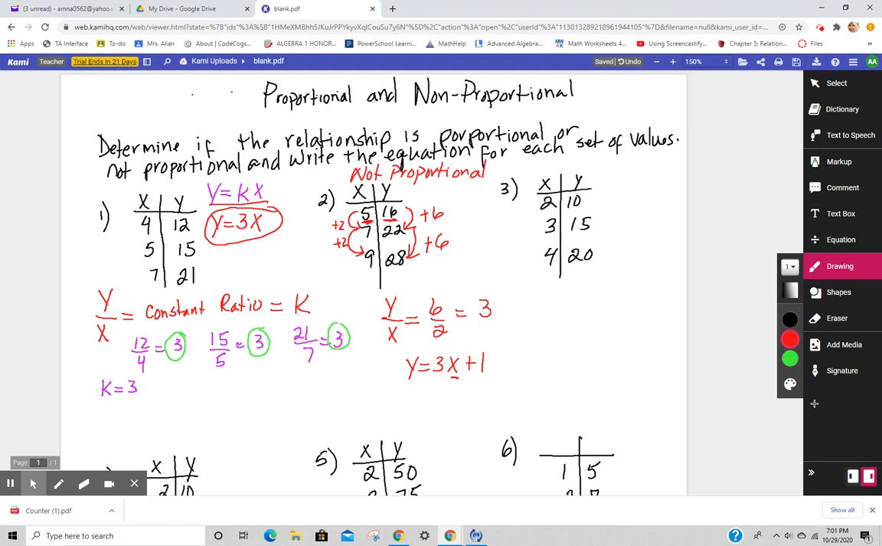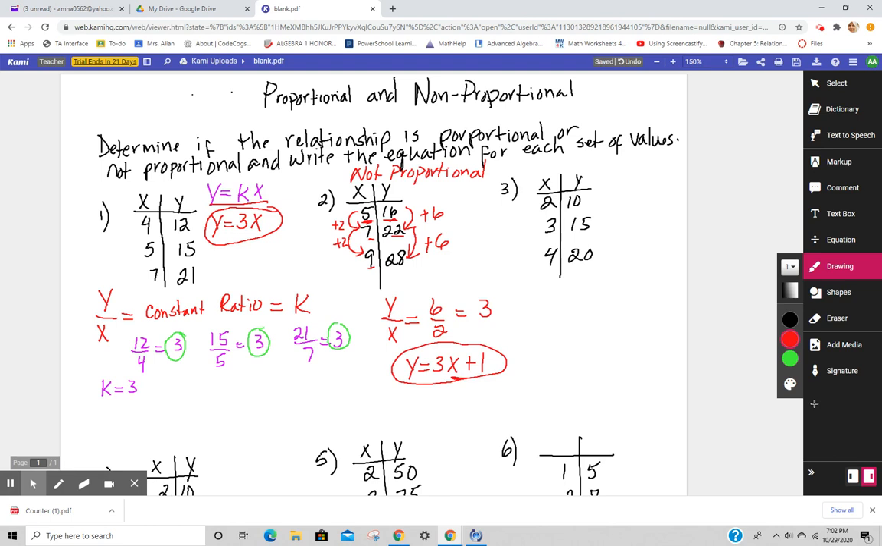So now let's replace x with 7. 3 times 7 is 21, plus 1 is 22. That works. But does it work with 9? Let's test that. 3 times 9 is 27, add 1 is 28. It works here too. So that means this is the correct equation that goes with this relationship.